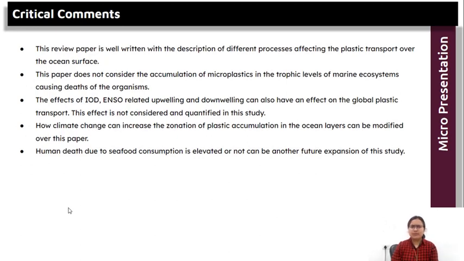In this particular study, they have not taken the IOD and the related upwelling and downwelling, and how these processes affect plastic pollution in the ocean, and also the sea surface stratification and climate change. How future projections can help in knowing which region is the most vulnerable for the marine ecosystem can also be an expansion of the study.